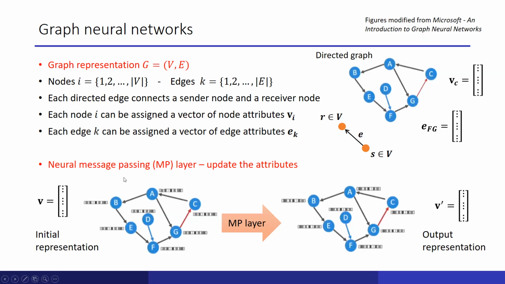The functionality of the MP layer is very similar to that of a convolutional layer or a dense layer. However, the representation of the processing data is very different from the others.